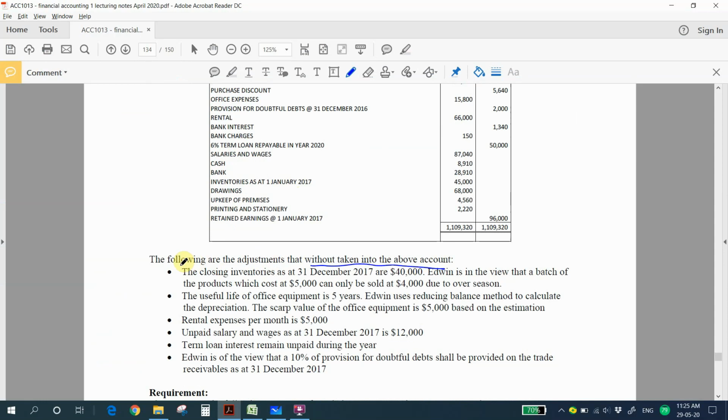The first adjustment: the closing inventory as at 31st December 2017 is 40,000. Edwin is of the view that a batch of the product which costs 5,000 can only be sold at 4,000 due to being out of season. It means that the product is out of fashion. So we have to take this into account to find out what the real closing inventory for the company is.